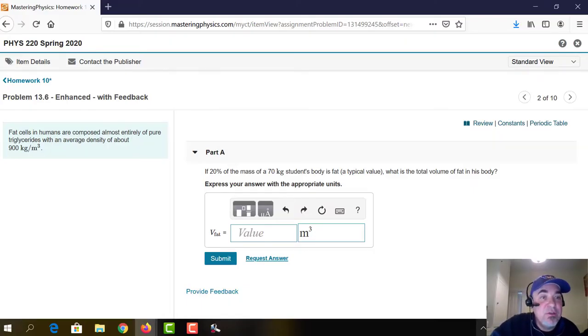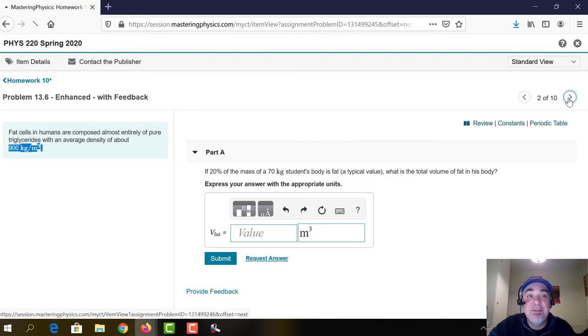Fat cells in humans are composed almost entirely of pure triglycerides with an average density of about 900 kilograms per cubic meter, so less than water. If 20% of the mass of a 70 kilogram student's body is fat, what is the total volume of fat? Without putting any numbers in it, 20% of 70: 10% of 70 would be 7, so 20% makes it 14. So we've got 14 kilograms of fat. We know the density of fat here. If you know the density and you know the mass, you can figure out the volume. Really similar to the previous problem.